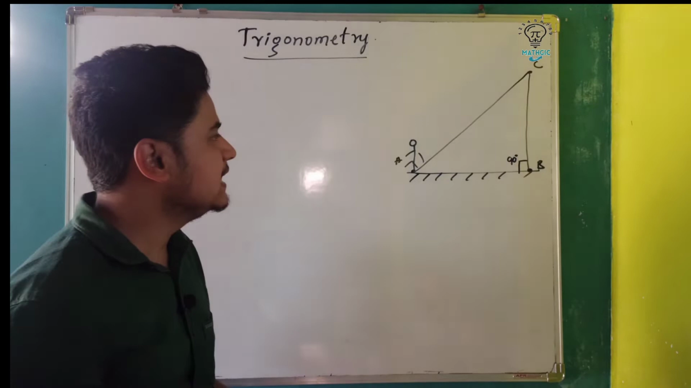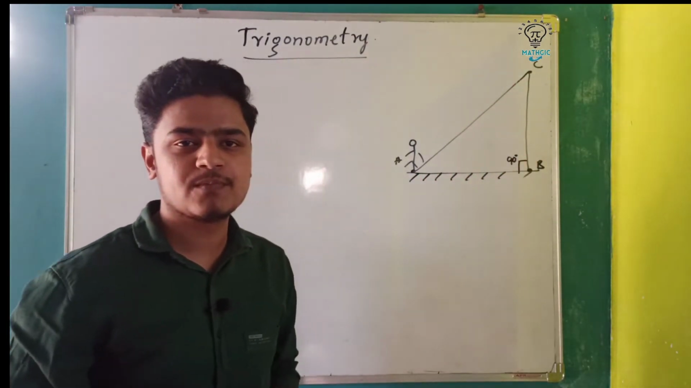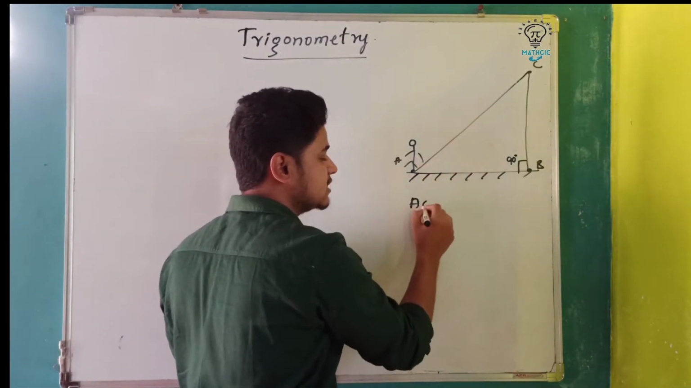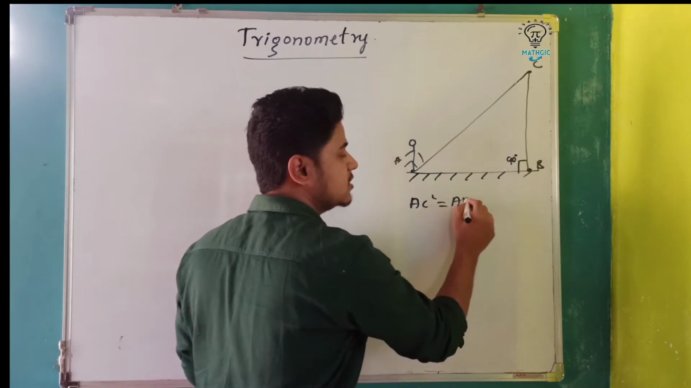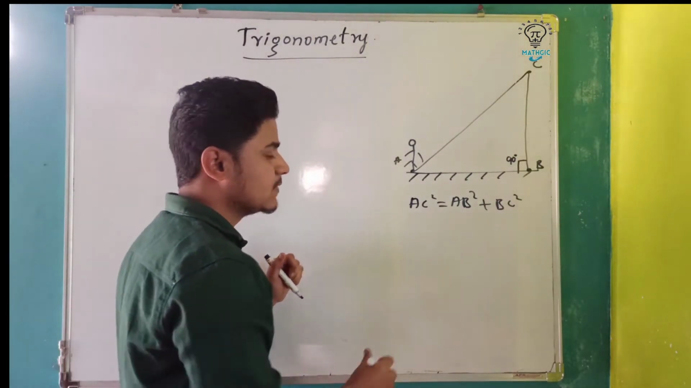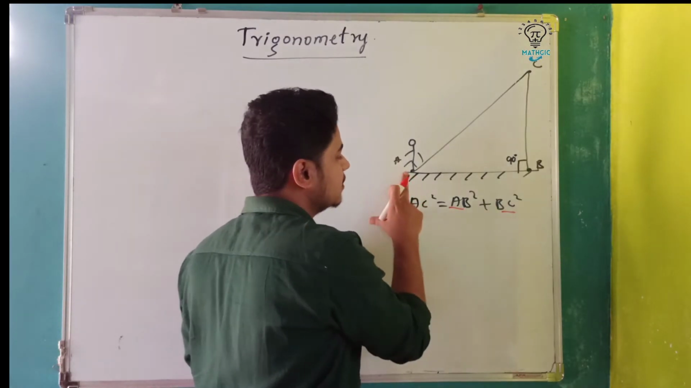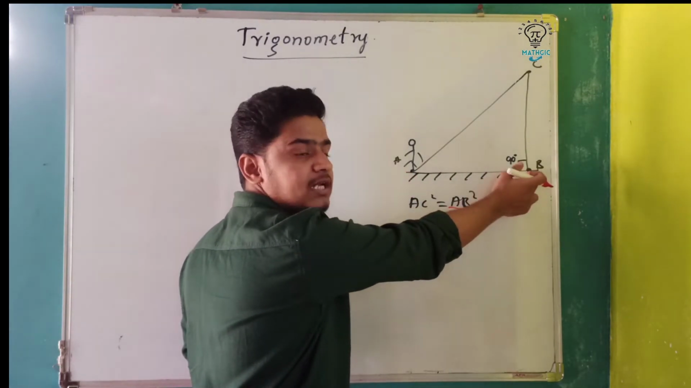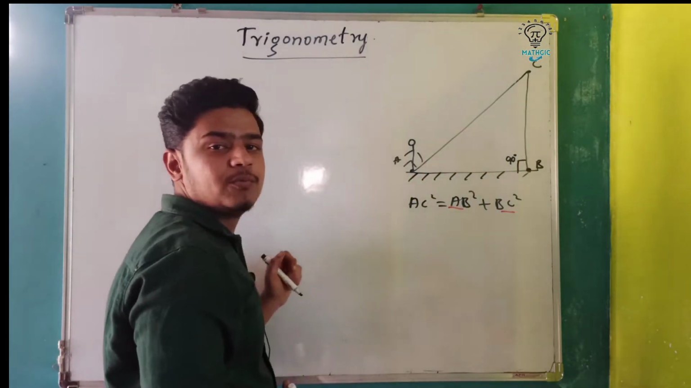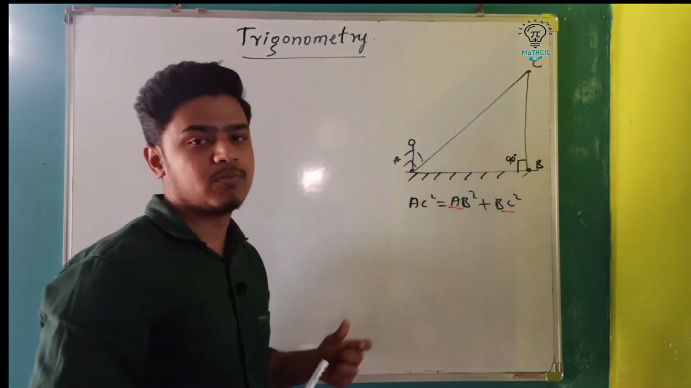Now he wants to find the height of this pole, that is BC. How can he find it? By Pythagoras theorem, the square on the hypotenuse, AC square, is equal to AB square plus BC square. Which means if you know two sides, we can find the third side. But here he can find only the distance from the foot of the pole to point A. So how can we find the height of the pole? By using trigonometric ratios, we can solve this problem.